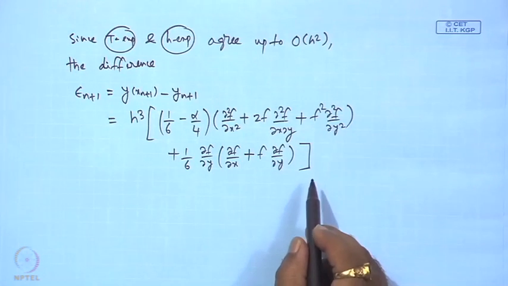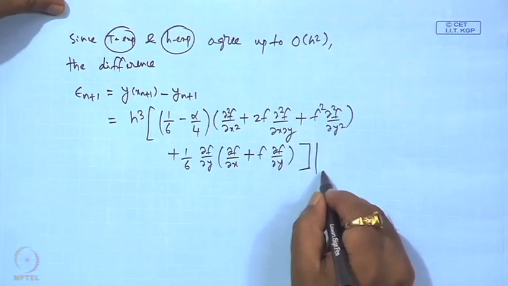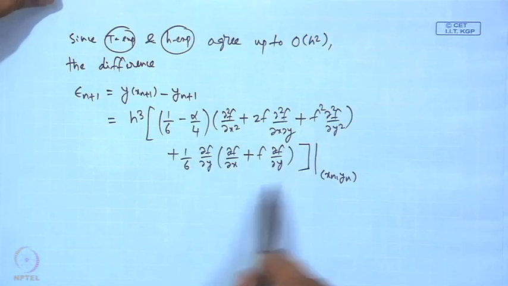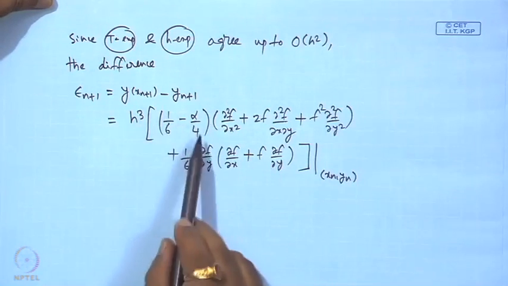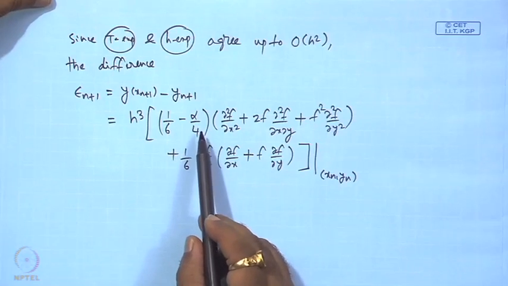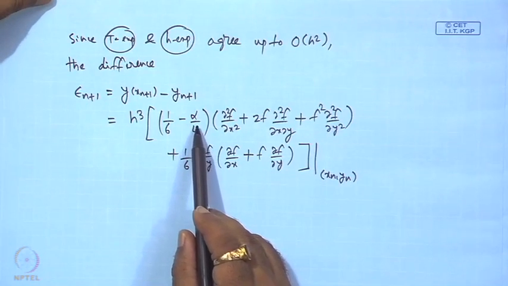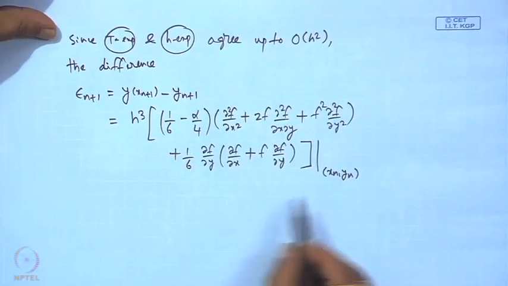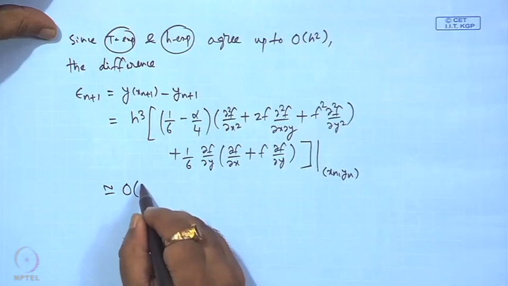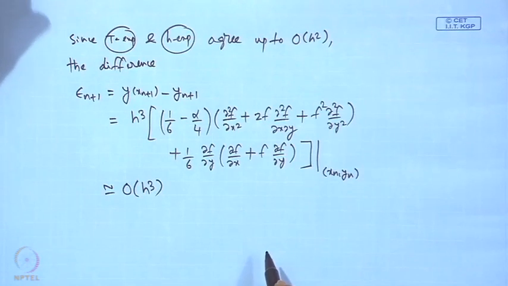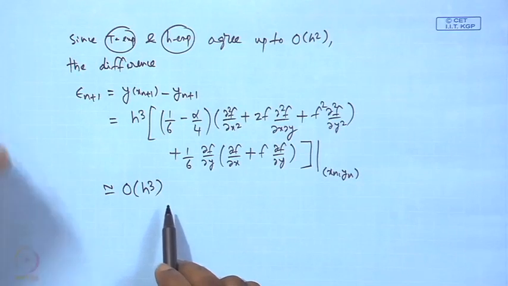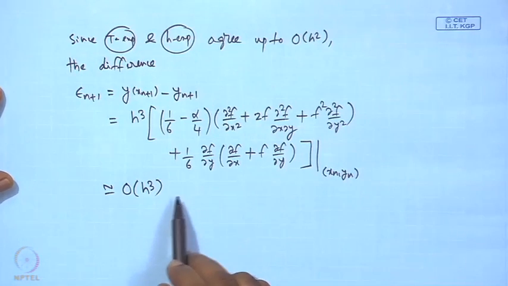So this is the residual, which is supposed to be the error, of course, at a given point. Since we know f and we have determined alpha, what will happen? This entire thing is known to us and hence this is of order h cube. So, the residual is of order h cube, and hence the method is of order h square.